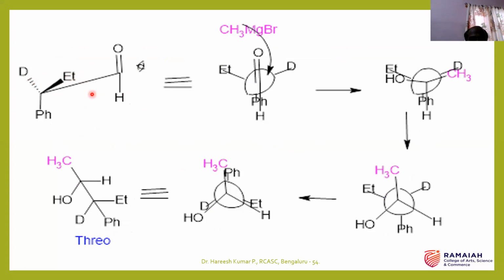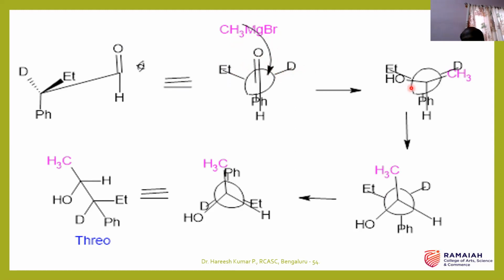So then what will happen? Again, you can convert this into a Newman projection formula like this. Here you can observe that deuterium is a small group compared to the ethyl. Then the nucleophile is attacking this way. Once it is attacking this way, OH will come over here, CH3 will sit over here.